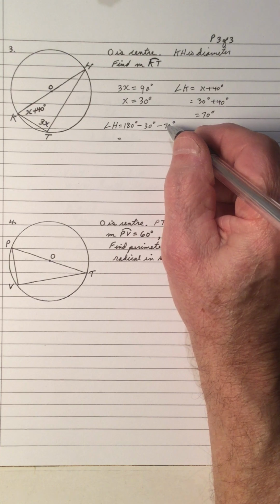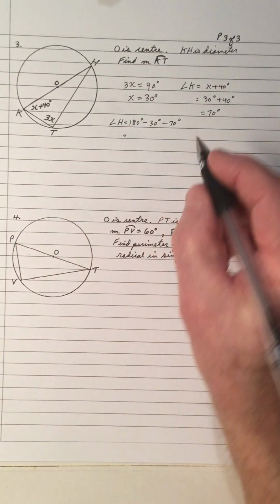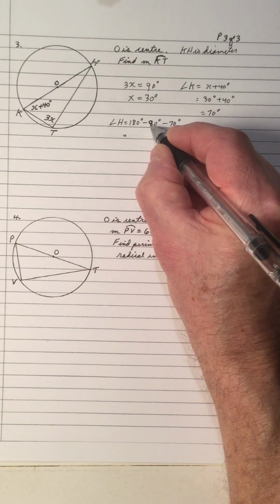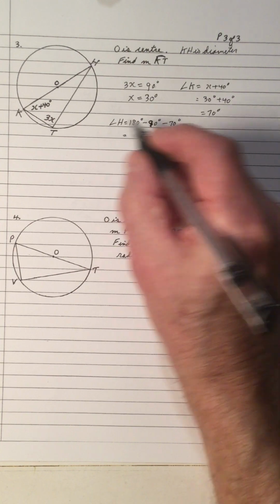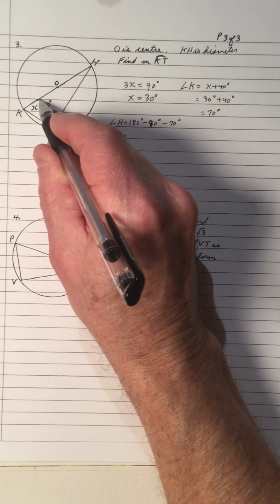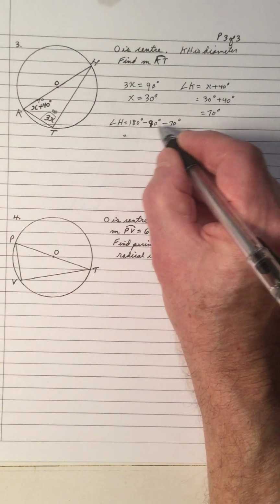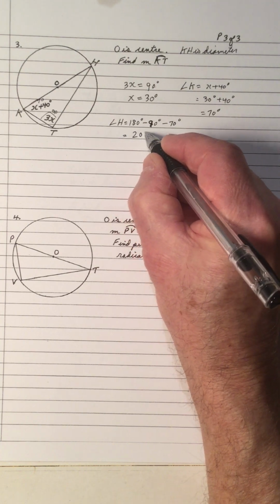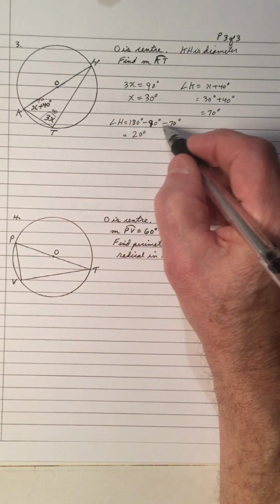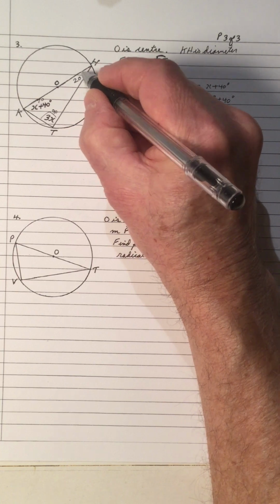Oh, did I say 90? I meant to say that I was putting x in. This angle is 90. This angle is 70. So 70 and 90, that's 160. So we have a 20. I was putting the 30 in here. I should be putting the 90 and the 70. 160. So angle H is 20 degrees.